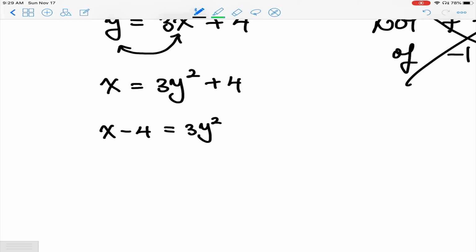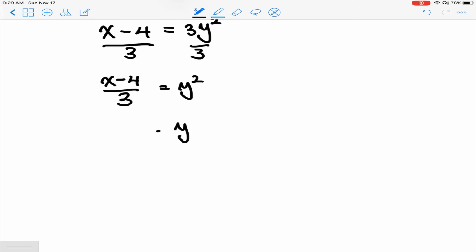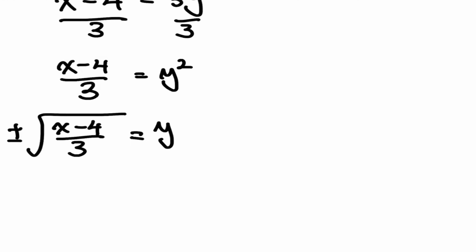Hopefully you remember how to do this using the backwards order of BEDMAS, or I call it SAMDAP. Then divide everything by 3, then y squared equals (x minus 4) over 3. The last thing that we have to do is take the square root of it. Remember, when you take a square root of something, the plus minus should be at the front, and this is something that you have to be very careful of, otherwise you're going to lose marks for these.